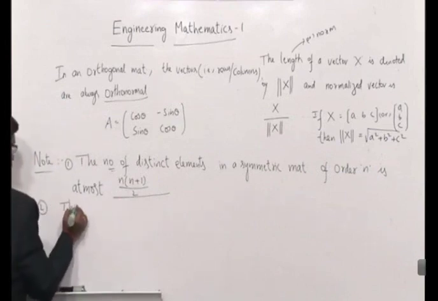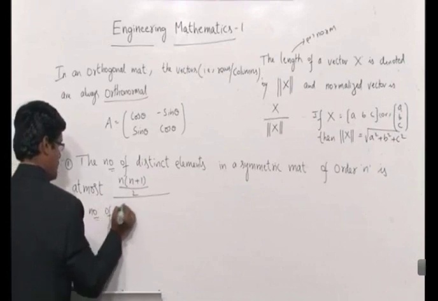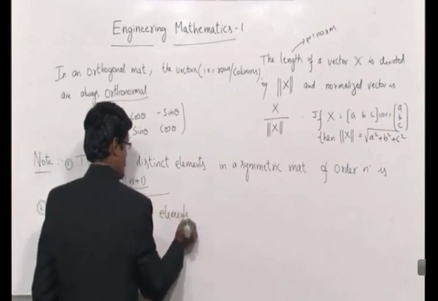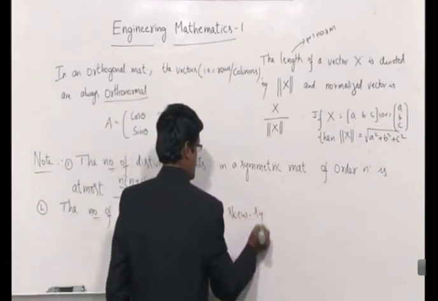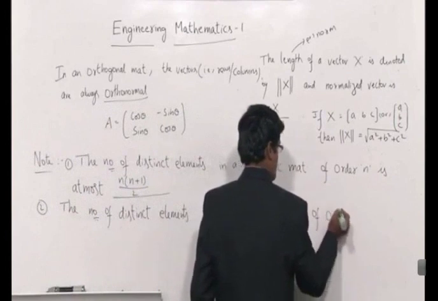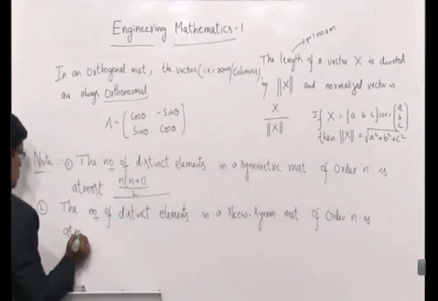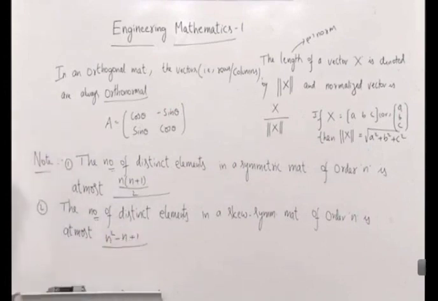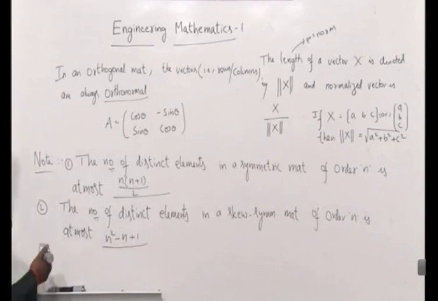Second: the number of distinct elements in a skew symmetric matrix of order n is at most n square minus n plus 1. Please check this one. Later, take any 2 by 2, 3 by 3 skew symmetric, symmetric matrix. This is the maximum number of different elements. At most means maximum number of them.